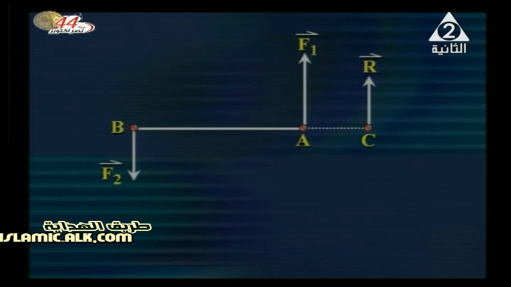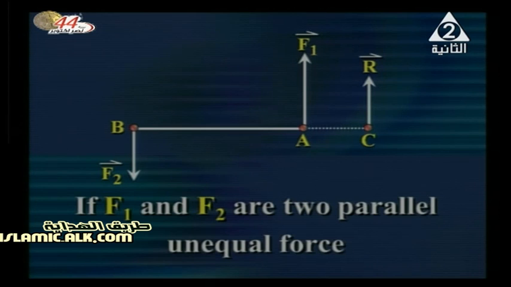When we find the magnitude of R, let's see, C belongs to the ray BA, and doesn't belong to the line segment AB. C belongs to the ray BA, not the line segment BA. R in this case equals F1 minus F2. Let F1 and F2 be two parallel unlike forces. What do we mean by unequal forces? Unequal means not equal: F1 is not equal to F2.